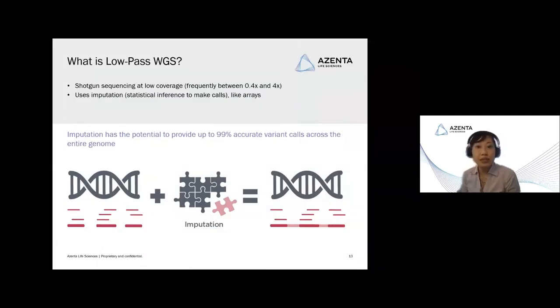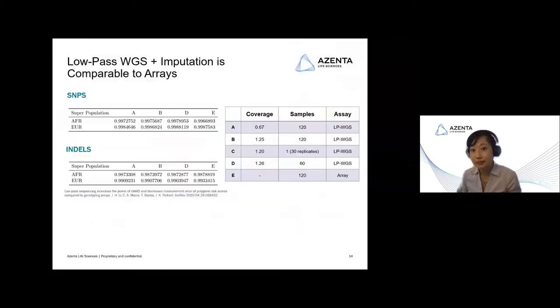So low-pass whole genome sequencing is a high-throughput solution that's comparable to traditional genotyping methods like a microarray. Sequencing is performed at low coverage, anywhere between 0.4x to 4x, and uses imputation to generate the variant calls. As a general overview of imputation, it uses statistics to make calls and fills in any missing data with a predicted sequence based on a database of genome information. Imputation allows us to actually provide up to 99% accurate variant calls across that genome. So let's take a look at how imputation can compare to the other technologies.